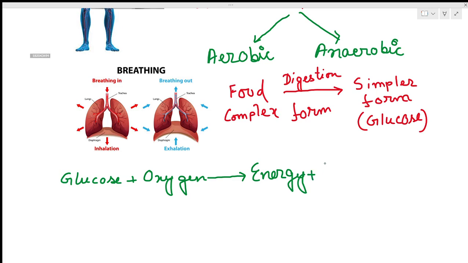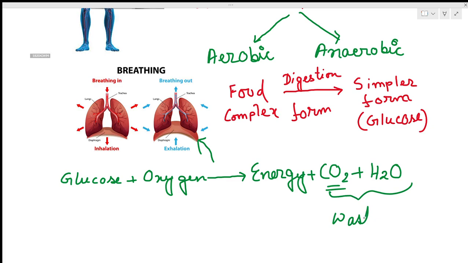With it, carbon dioxide and H2O, water molecules, are also released. This carbon dioxide gets exhaled out by the process known as breathing out or exhalation, because this is the waste product. These two are the waste products of the process of respiration. So this is the process of respiration.